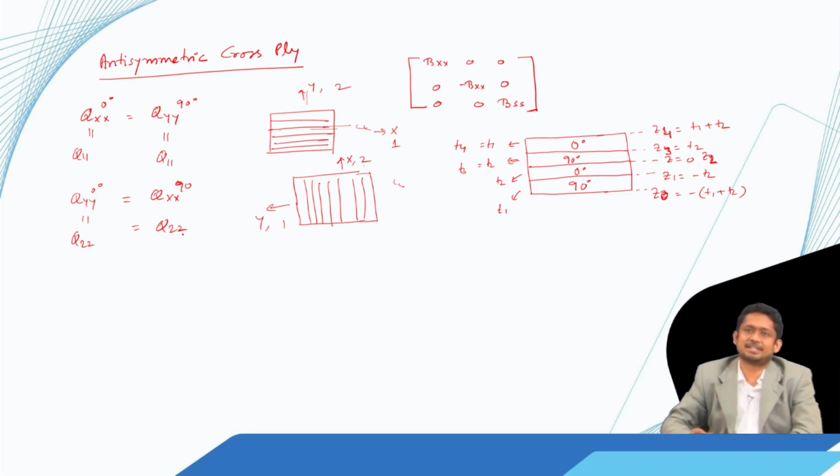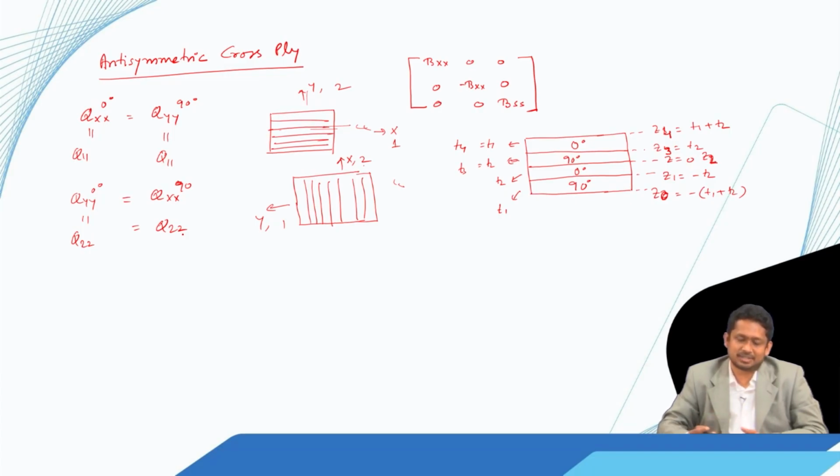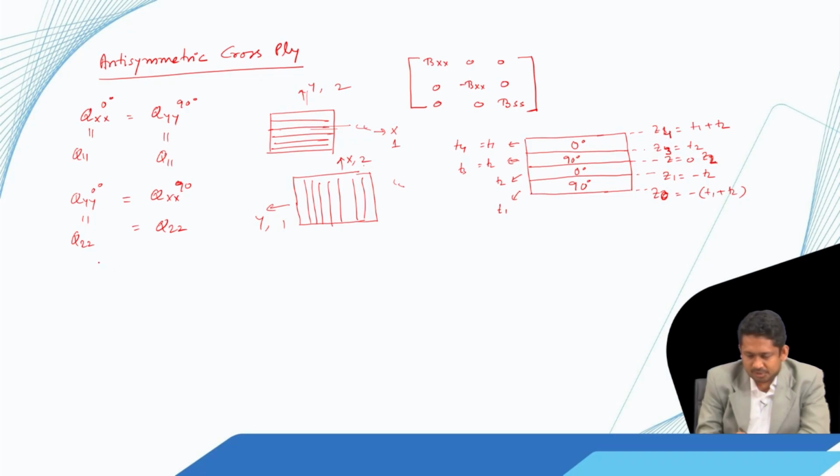And we can verify that just by putting the transformation relations also. If I put m is equal to cosine 90 degree and n is equal to sin 90 degree, and we use the transformation relation, then we see that after 90 degree transformation just Qx and Qy interchange their position. So, with that now let us try to see what happens to this Bxx and Byy.